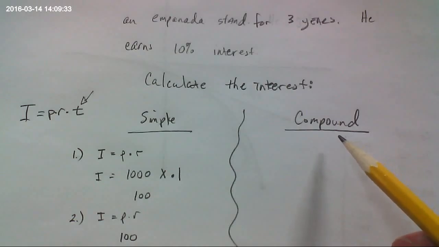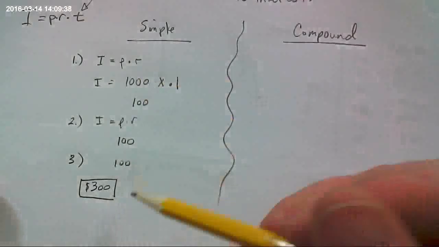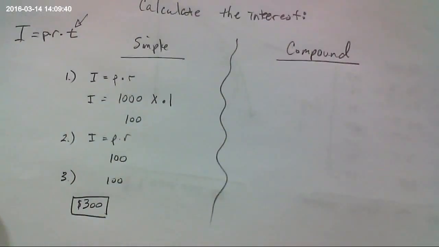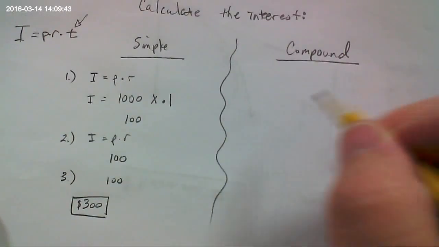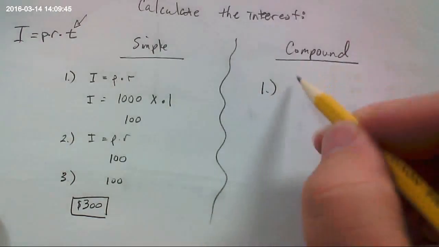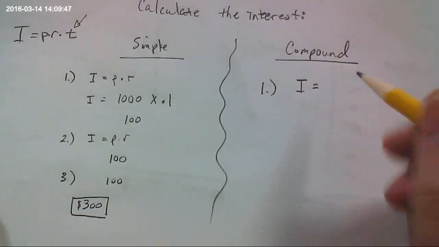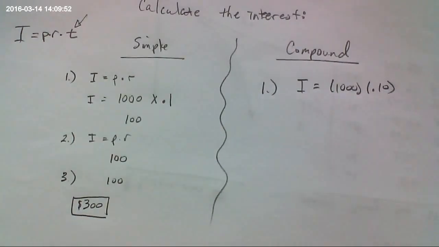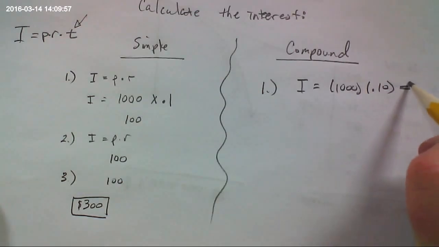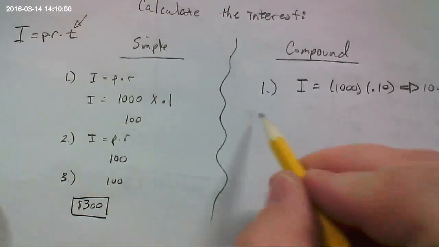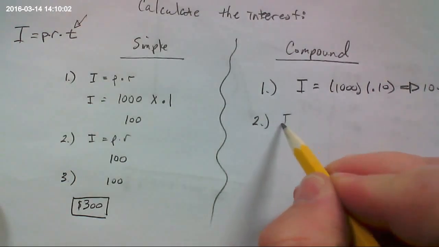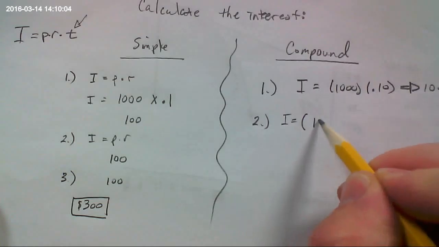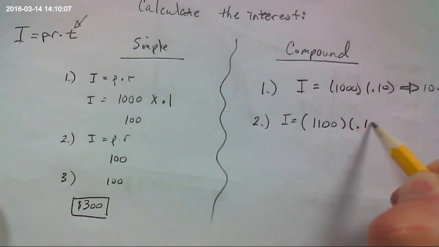Because we don't get to use the formula in Cambridge Math for compound interest, so we kind of have to use this method. We calculate the interest every year and we just have to add it back in. So for the first year, you know how the interest is equal to the principal times the interest rate. And that gives you $100. So then your second year, the interest would be $1,100 times 0.10.